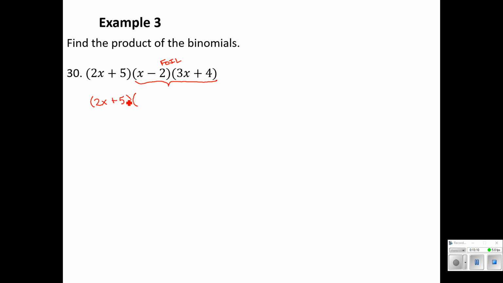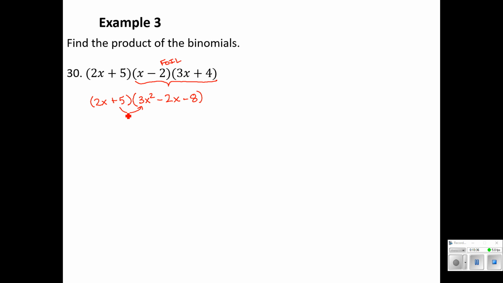I need something to distribute this 2x plus 5 into. So I would have 3x squared, and then my outside would be plus 4x, and then minus 6x, that's minus 2x total, and then minus 8 when I do last times last. So I kind of combined like terms on the fly there. This should be what we end up getting when we FOIL those last two binomials together.